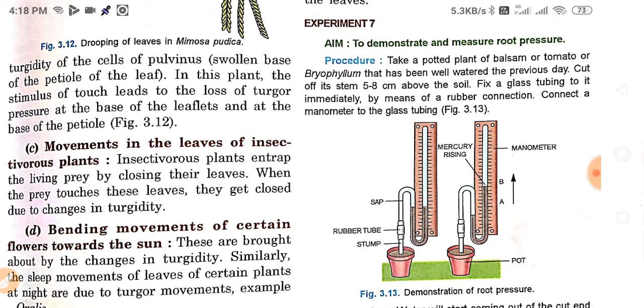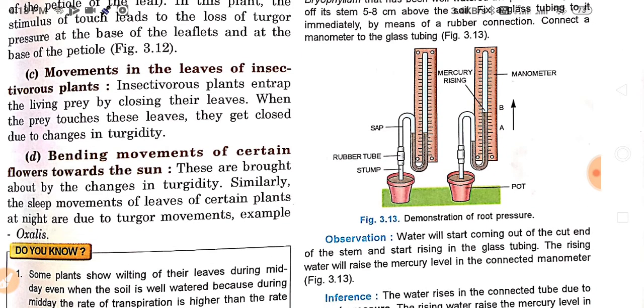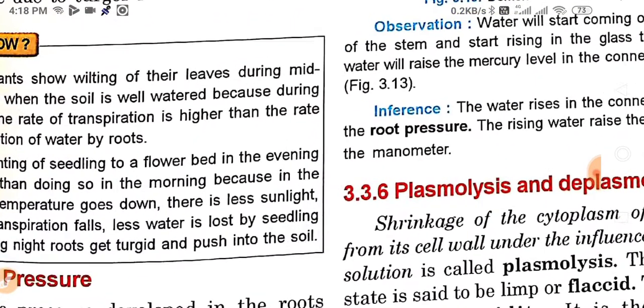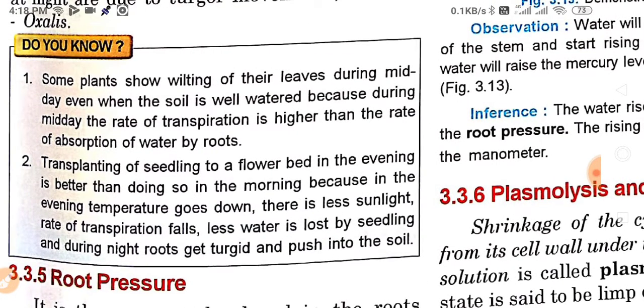Movements in the leaves of insectivorous plants, you already know that. And bending movements of certain flowers towards the sun, as you see in oxalis, and the main example of that is sunflower. Did you know some plants show wilting of their leaves during midday, even when the soil is well watered? Because during midday, the rate of transpiration is higher than the rate of absorption of water by roots. You can see wilting of their leaves.